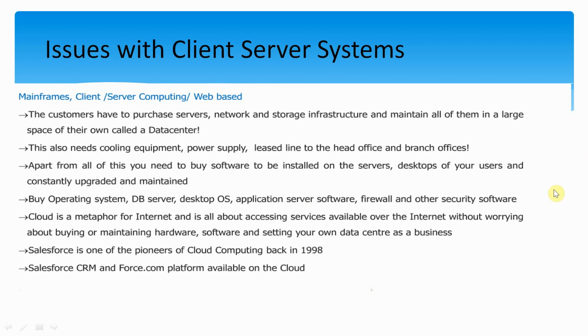So what are the issues with the current client server system that you had? Legacy, like say Oracle as a database and Java as a front end. As you know, customers have to purchase servers. In the current mainframe client server computing model, you have to purchase servers, network, storage, infrastructure, and maintain all of them in a large space called a data center. For example, in Siebel, you have to buy a Siebel server, an NT server or a Unix server, then you have a web server, and then you install various stuff on that, and then you connect. It also needs cooling equipment, power supply, and leased lines to the head office and branch offices.